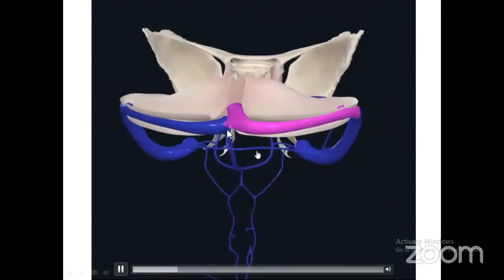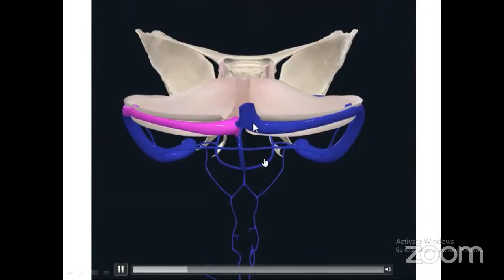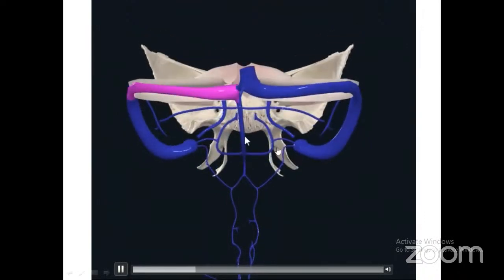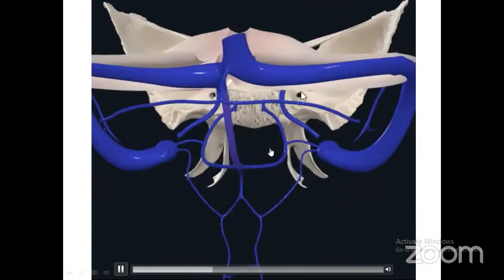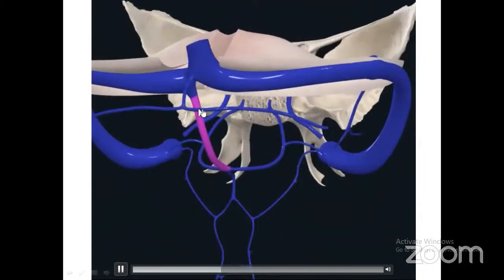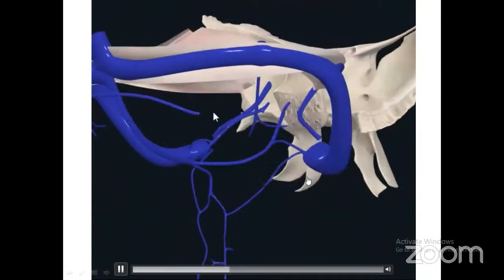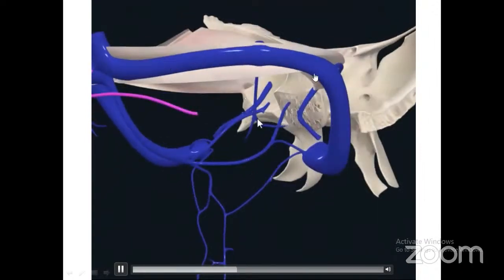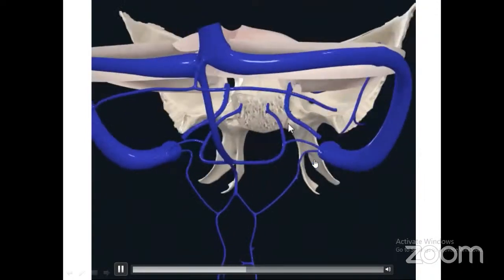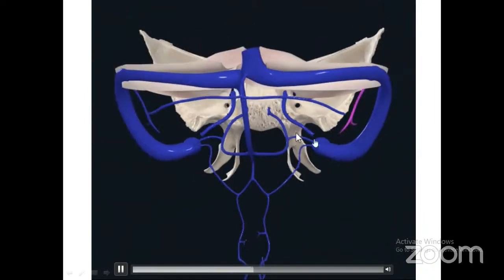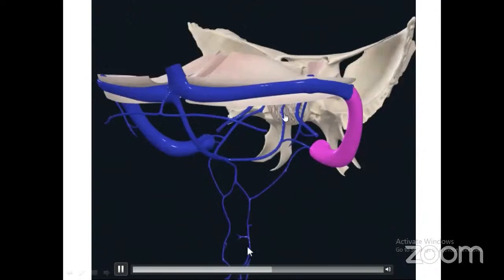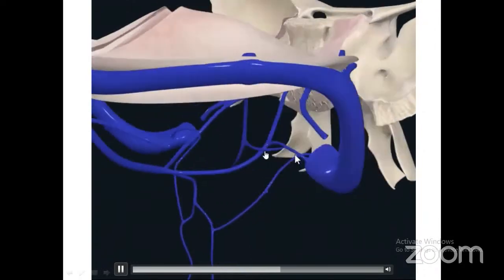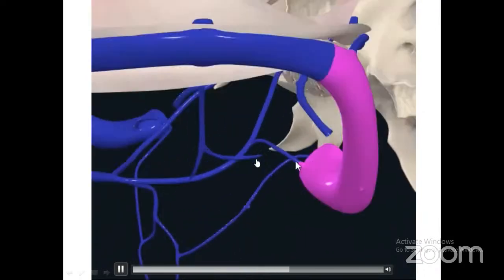As you can notice there, it is having a communication with the occipital sinus and some cerebellar veins. These are some cerebellar veins, and it is continuing as the sigmoid sinus. The sigmoid sinus communicates with labyrinthine veins and condylar veins. These are condylar veins around the foramen magnum.